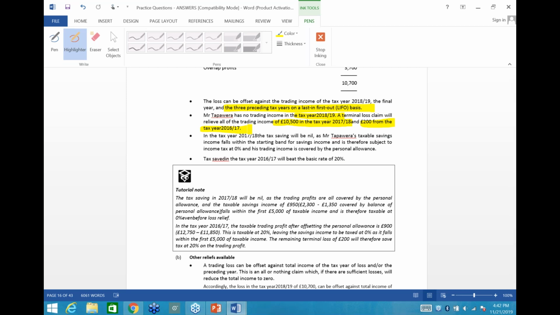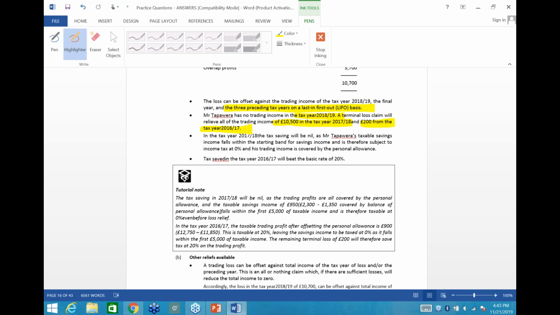Then Part B says, briefly explain the other reliefs available to Mr. Tapp in respect of the loss made in the year ended 31st March 2019. You are not required to produce detailed calculations. And Part C, explain the reason the relief which Mr. Tapp should claim in respect of the loss for the year ended 31st March 2019. Okay.